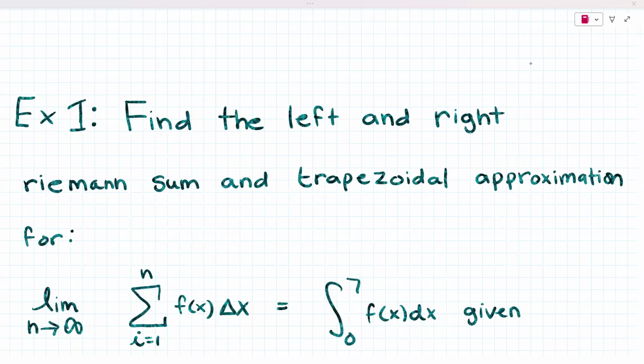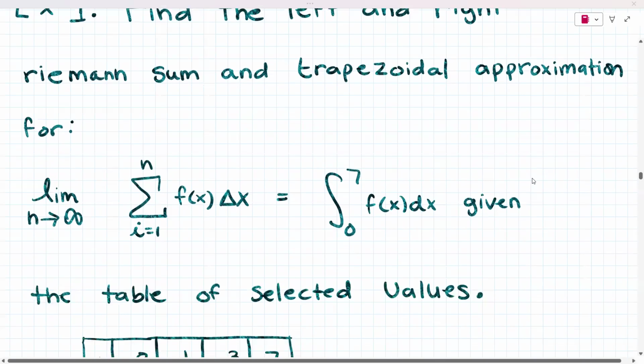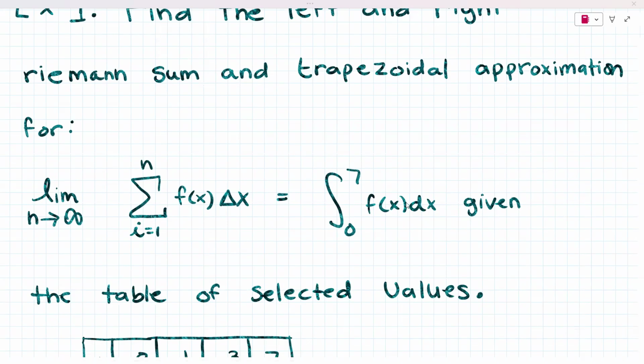Hello, this is part two of Riemann sums, and in this video we are just going to do some actual problems involving Riemann sums. So example one says, find the left and right Riemann sum and trapezoidal approximation for the limit as n approaches infinity of the integral of f of x dx from 0 to 7.